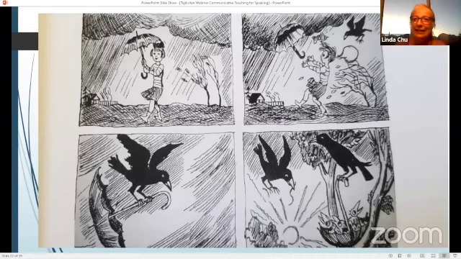I'd like you to take a look at these pictures. So the first picture, what's happening? What's happening in that picture? The girl looks like she has an umbrella and she's staying pretty dry, right? She's happy because she has her umbrella. But in the next picture to the right, it looks very different.